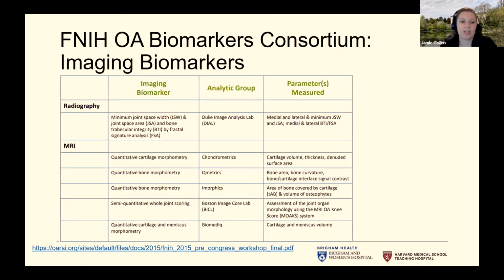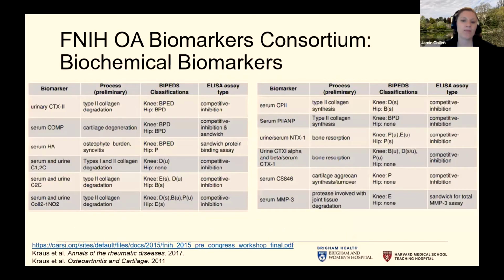These are the imaging biomarkers that were included. It included radiography-based bone trabecular integrity measured by fractal signature analysis, and then quantitative and semi-quantitative measures of cartilage, bone, and meniscal morphometry. These are all listed here. And then the biochemical markers included 12 biomarkers, 18 total by format, as some were measured in both serum and urine, that were chosen by consensus of an expert working group, which is that 2011 paper in the footnote. Again, we don't have time to review the rationale for these in detail, but it's provided in these references below.